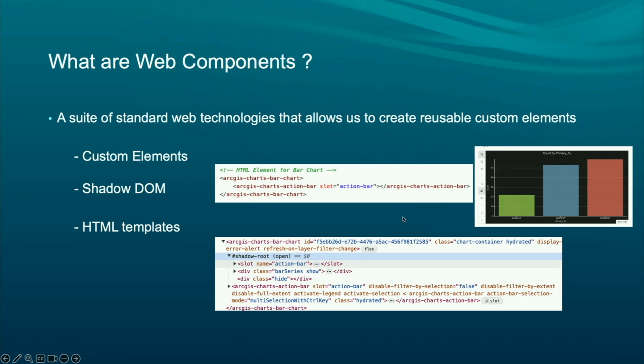And the second technology is Shadow DOM. It's a set of JavaScript APIs that helps you provide encapsulated behavior of your component. The Shadow DOM renders separately from the main document tree. So if you inspect the ArcGIS chart bar chart in a browser, you will see that we are leveraging the Shadow DOM, which allows us to encapsulate our implementation and styling.